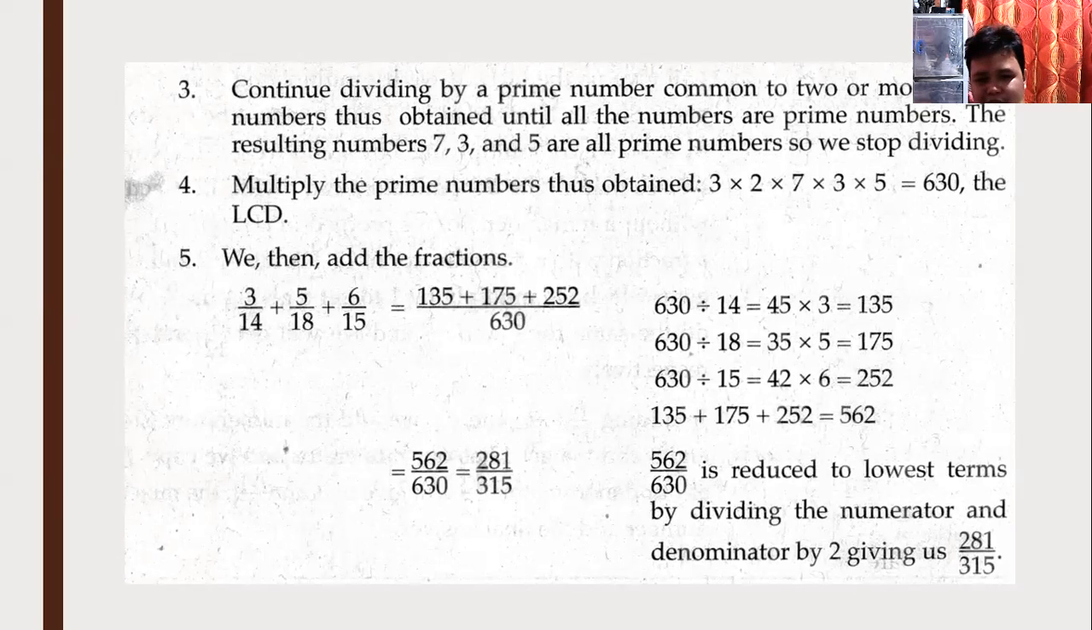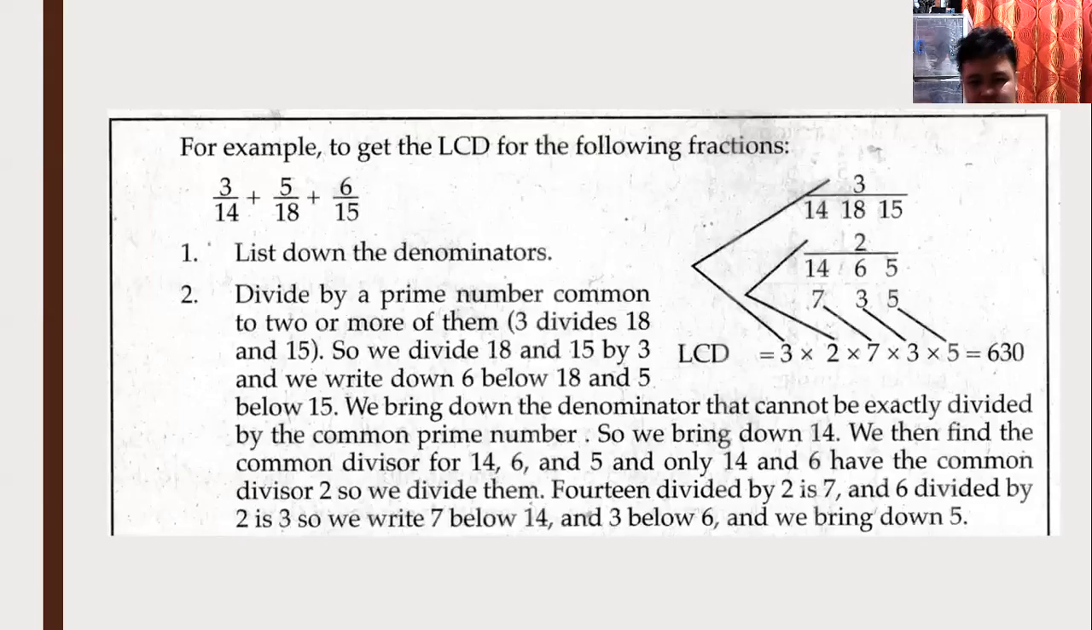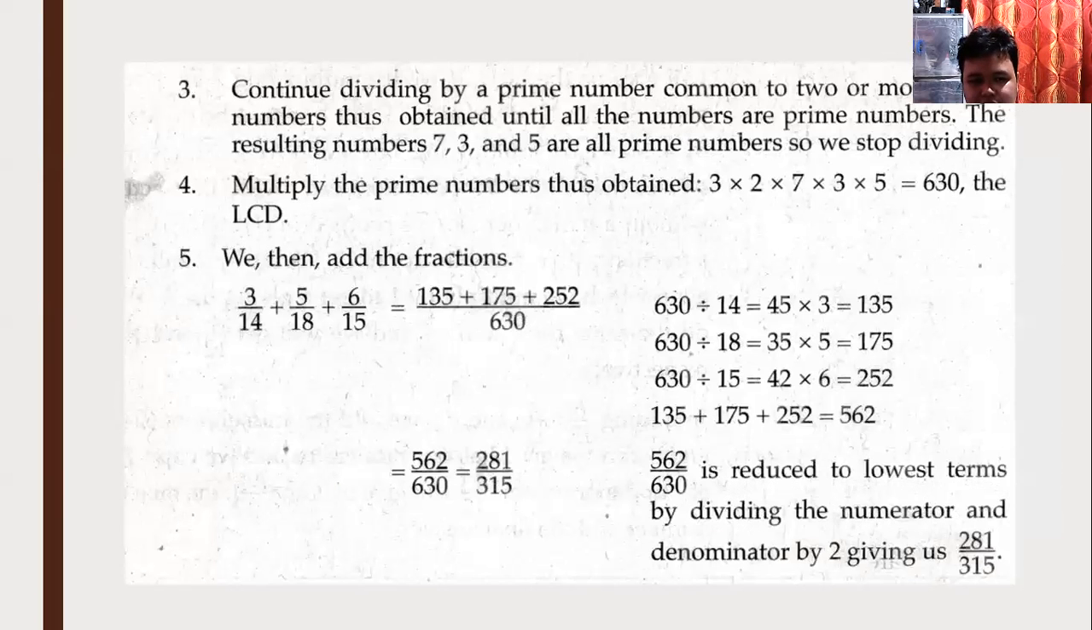So minultiply yung tatlo. Balik natin ulit. Diba? 3 and 2 yung nasa taas, yung common nila. So, nangyari, 3 times 2 times 7 times 3 times 5 equals 630. Yun yung least common denominator.